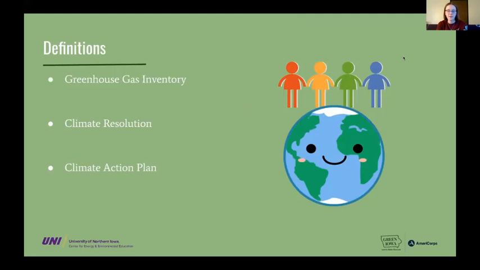So to start us off, I'll go over some basic definitions that will be helpful for the presentation. A greenhouse gas inventory identifies major sources of greenhouse gas emissions and measures how much they pollute. They're used to find out how much a municipality is currently producing, which helps them determine how to reduce their emissions. A resolution is a document passed by a governmental party to express support or approval of a certain issue. It is not a legally binding document.